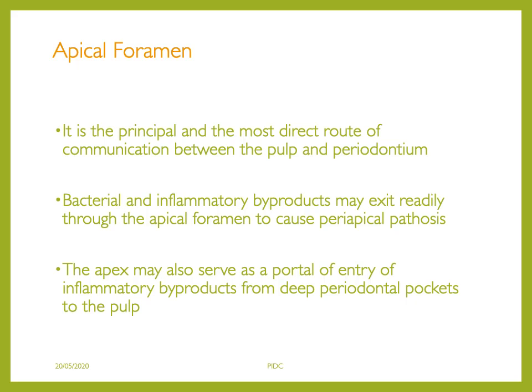First one is the apical foramen. It is the principal and most direct route of communication between the pulp and periodontium. Bacterial and inflammatory byproducts may exit readily through the apical foramen to cause periapical pathosis. The apex may serve as a portal of entry for the inflammatory byproducts from deep periodontal pockets to the pulp.